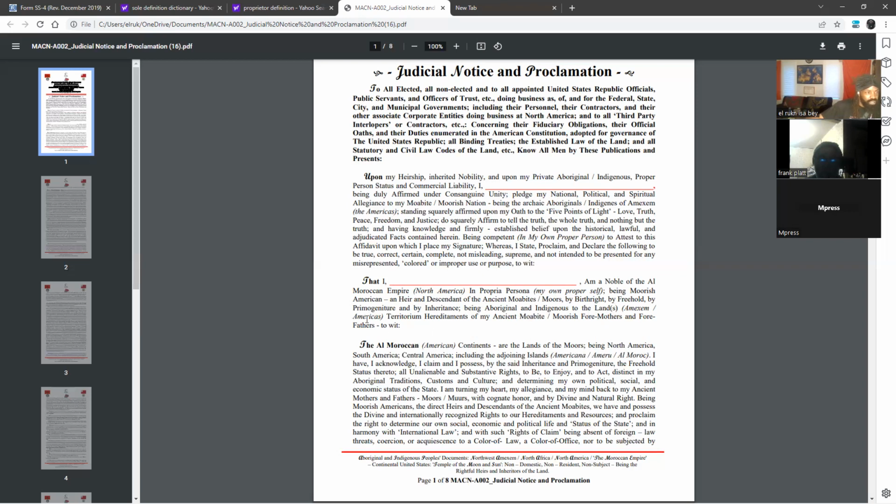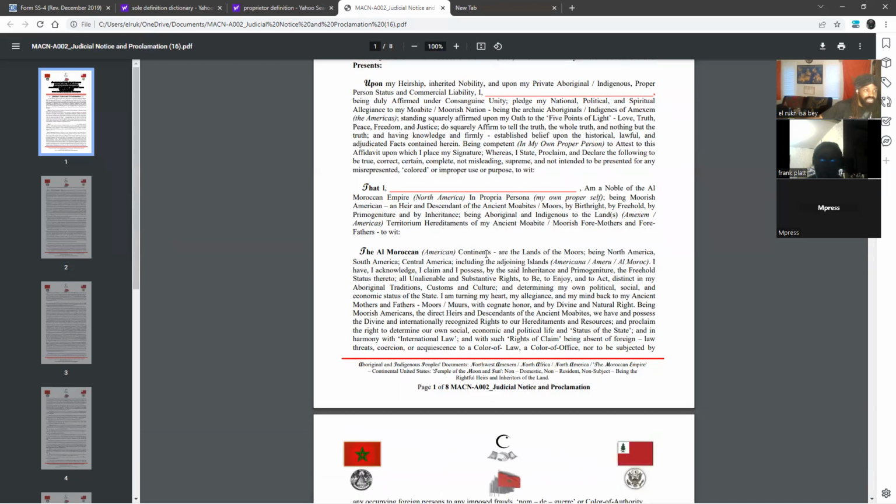Indigenous to the lands of Mexico, Americas, territorium hereditament of my ancient Moabite Moorish foremothers and forefathers, to wit, the Al Moroccan continent, and the lands of the Moors, being North America, South America, Central America, including the adjoining islands, America, Amuru, Al Morak. I have, I acknowledge, I claim, I possess by the said inheritance and primogeniture, the freehold status thereto, all unalienable and substantive rights to be, to enjoy, to act distinct in my own Aboriginal traditions, customs, and culture, and determining my own political, social, and economic status of the state.